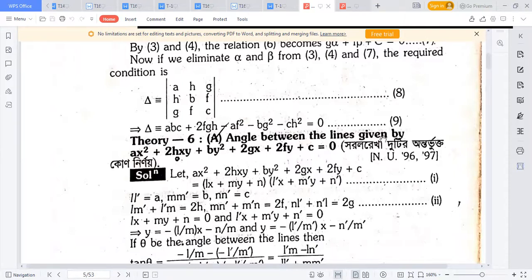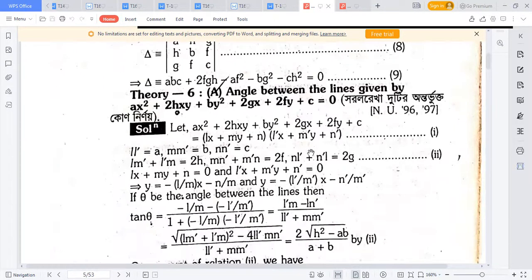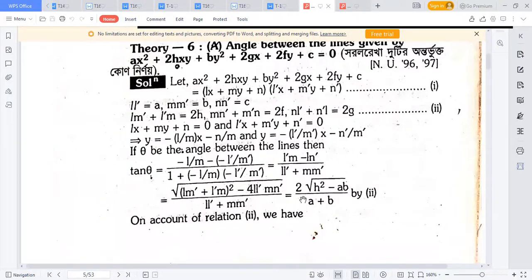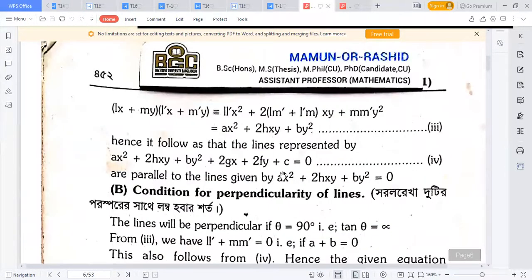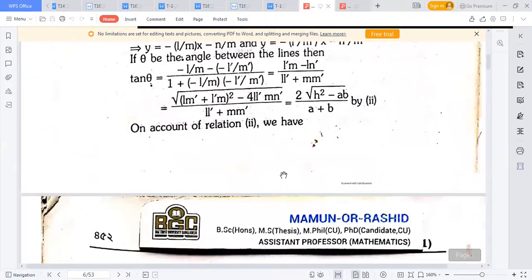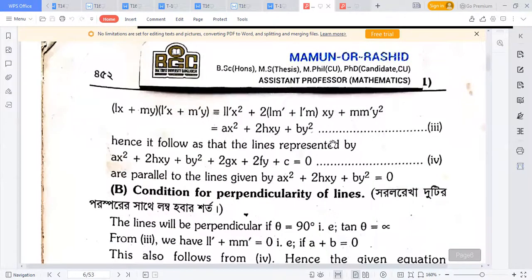Now the angle between the lines given by these equations, we must know from our previous theorem. If this equation represents a pair of straight lines, that means lx plus my plus n and another l dash x plus m dash y plus n dash, then after multiplication and comparing the coefficients on both sides, we get this one actually. So tan theta equals 2 into square root over h square minus ab divided by a plus b.